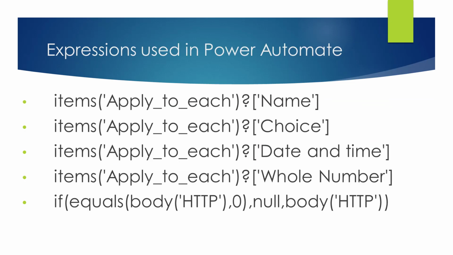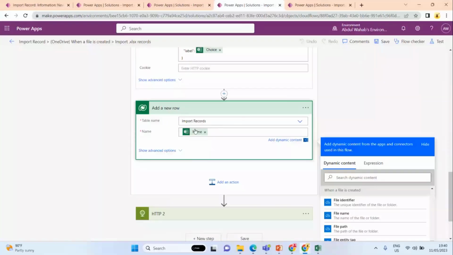So you need to use expression. You need to write this expression, items, and then apply to each, and then the name of the column. So here I wrote all these formulas. After your first run, this will move in this format.